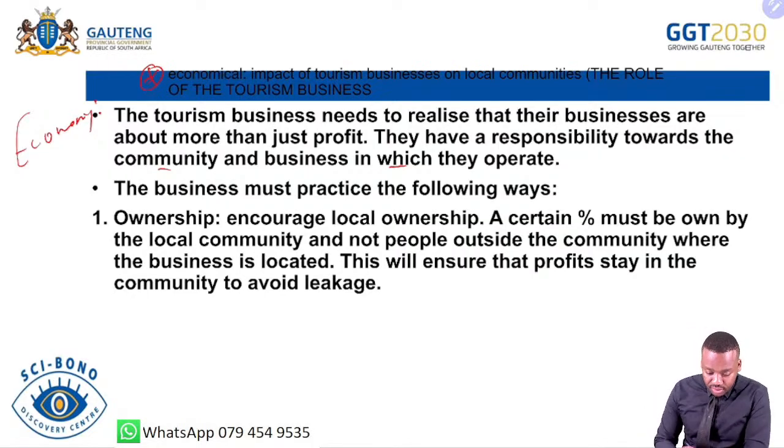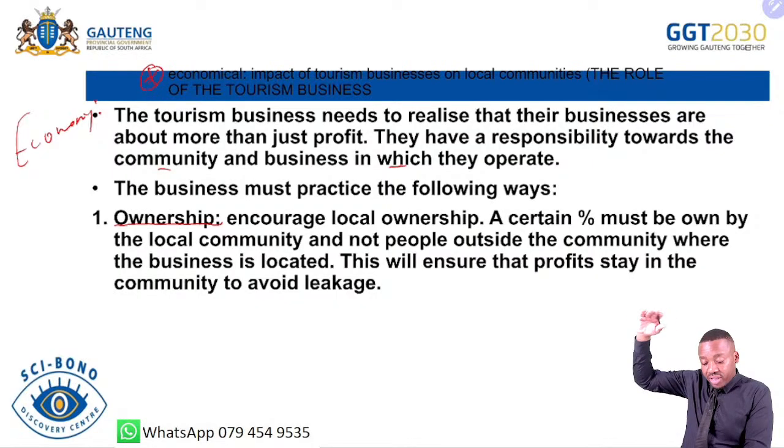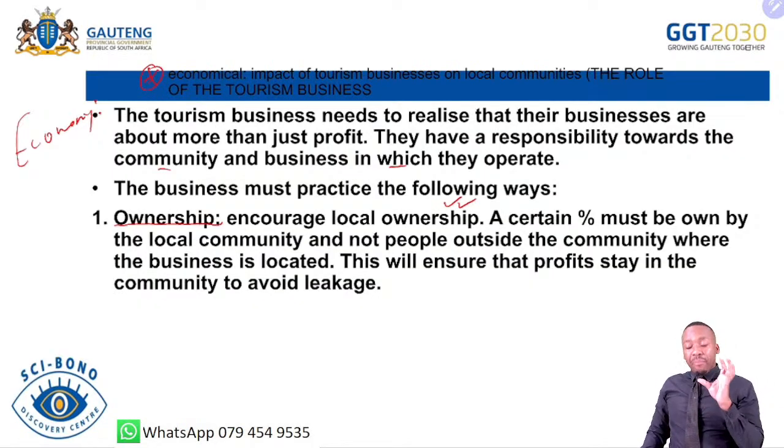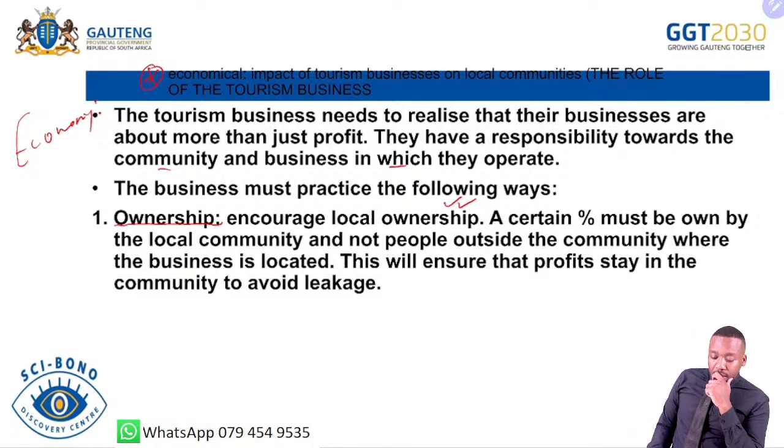The first one, the business must do the following. Number 1, in terms of ownership. Right? Remember I said there's a leakage. All those people in the top positions, they are the ones who get more income and they take out all those profits. So the business can do what? Encourage local ownership. What do you mean by that? I'm saying a certain portion or percentage must be owned by the local community, and not people outside the community where the business is located.